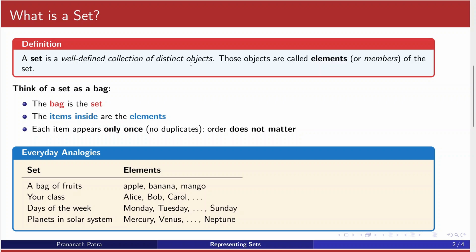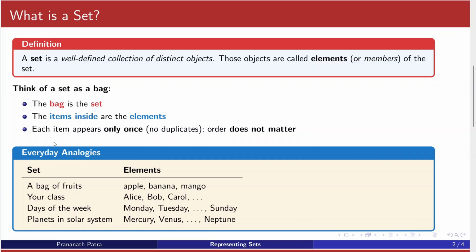The individual objects that make up the set are called the elements, or sometimes they are referred to as the members of the set. To make this easier to visualize, try to think of a set as a simple bag. In this analogy, the bag itself represents the set. The items you place inside the bag are the elements. There are two very important rules to remember here. First, each item appears only once inside the bag. There are no duplicates in a set. Second, the order in which you put the items into the bag does not matter at all. As long as the items are inside, it is exactly the same set.